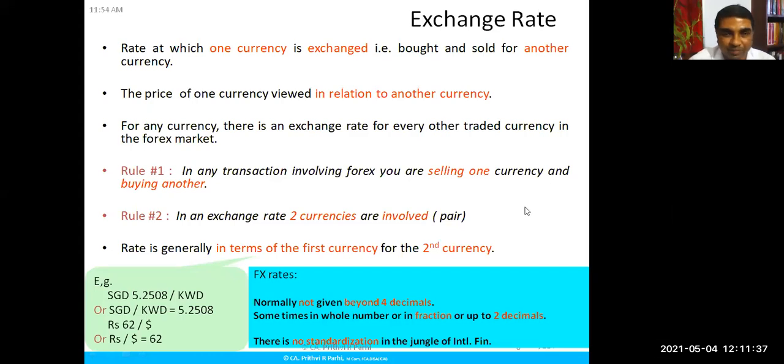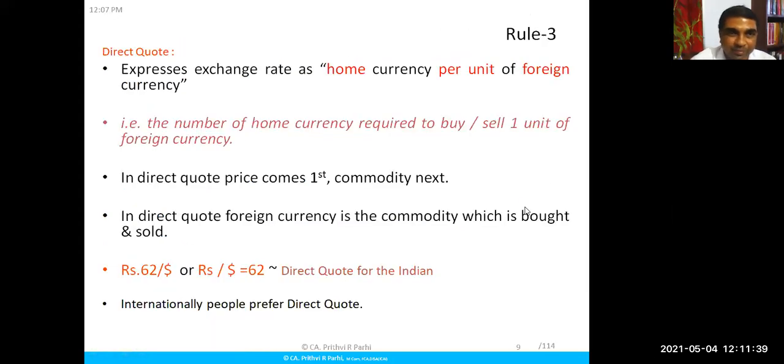Okay, friends. Now let us understand one more concept. This is the concept of direct quote. What is direct quote? The direct quote expresses the exchange rate as home currency per unit of foreign currency. That means if I am writing home currency per unit of foreign currency, that is called a direct quote. Or you can say the number of home currency required to buy or sell 1 unit of foreign currency.